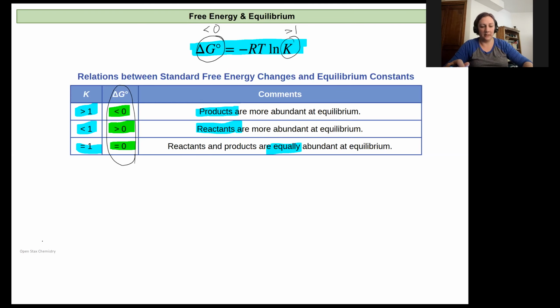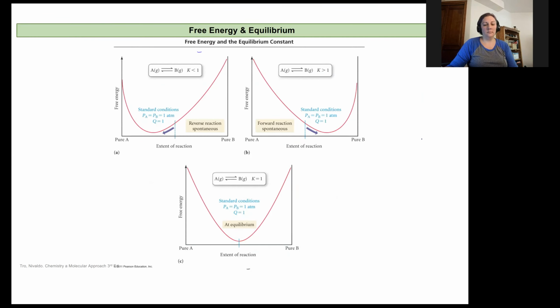Let's look at this graphically. These 3 different graphs are looking at free energy as a reaction progresses, or the extent of a reaction, where we have either all of our reactants or all products. And we're going to try to look a little bit more at this relationship between K and free energy. And when thinking about free energy, we're really thinking about this difference right here.